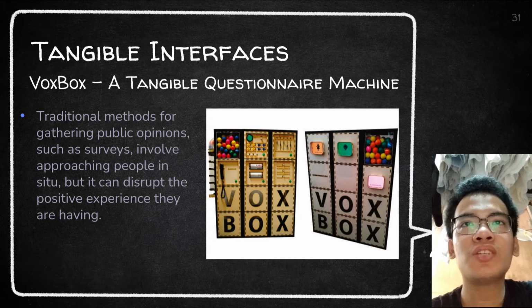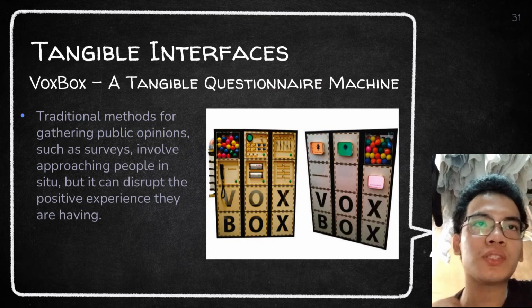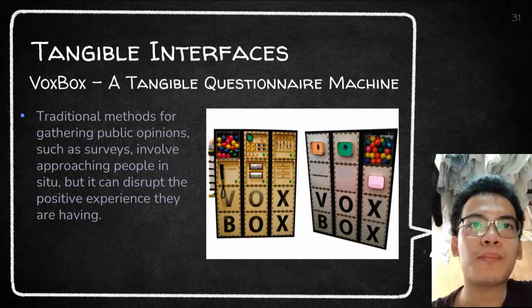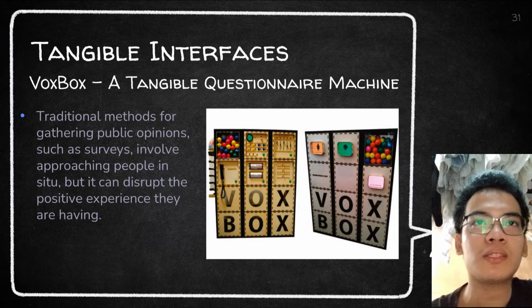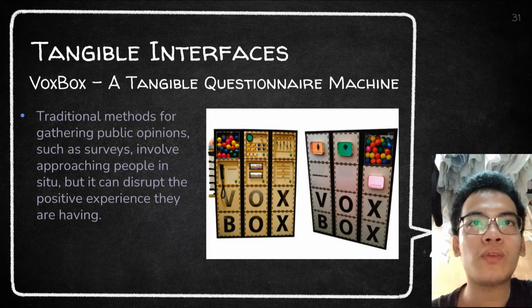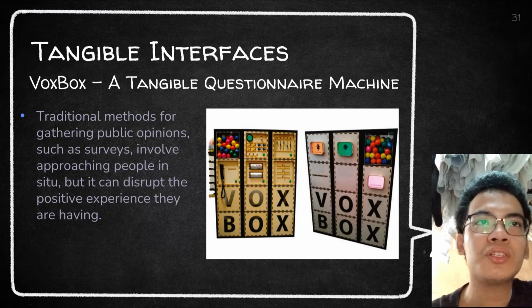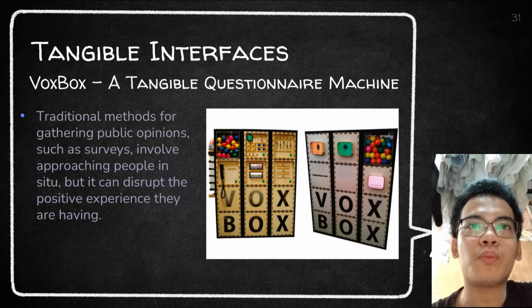Voxbox: traditional methods for gathering public opinion, such as surveys, involve approaching people in situ, but this can disrupt the positive experience they are having. Voxbox is a tangible system designed to gather opinions on a range of topics in situ at an event through playful and engaging interaction. It is intended to encourage wider participation by grouping similar questions, encouraging completion, gathering answers to open and closed questions, and connecting answers and results.